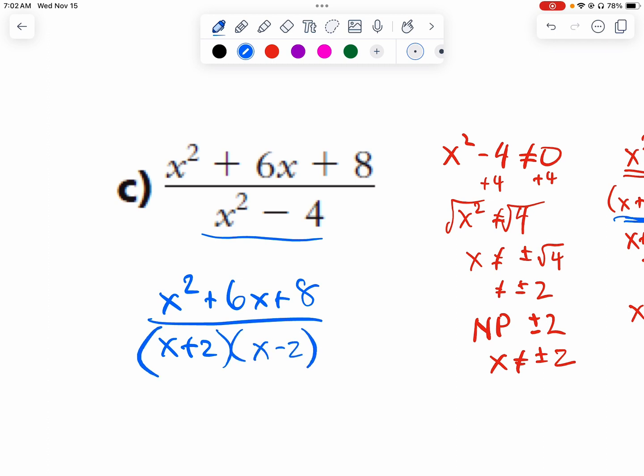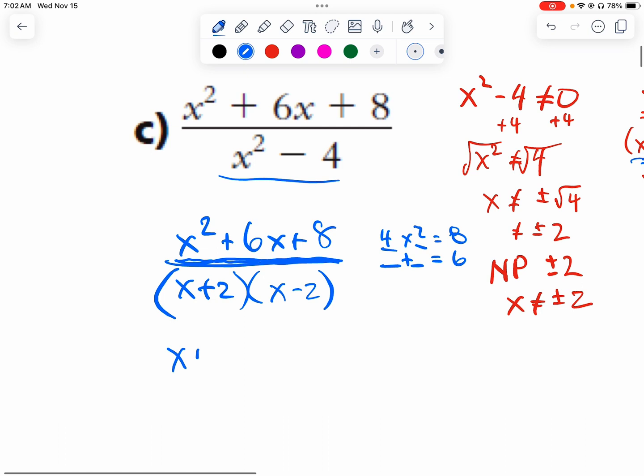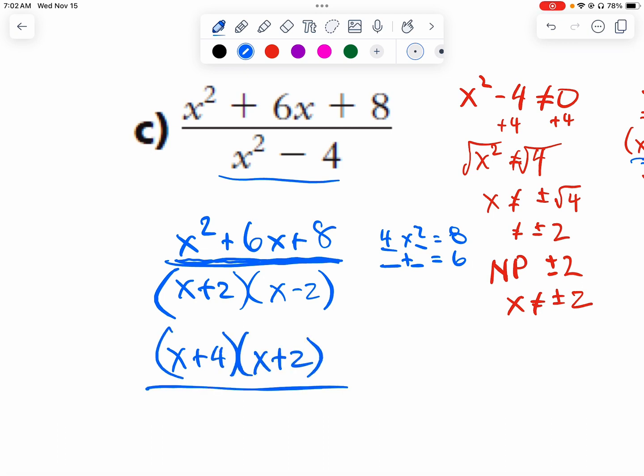Now in order to take the next step to simplify, I need this part, this x squared plus 6x plus 8, factored. So again, I'm looking for two numbers that multiply together to give 8. Those same two numbers add together to give 6. Hopefully you see fairly quickly that those numbers are 4 and 2. And I can rewrite that as x plus 4, x plus 2, all over x minus 2 and x plus 2.